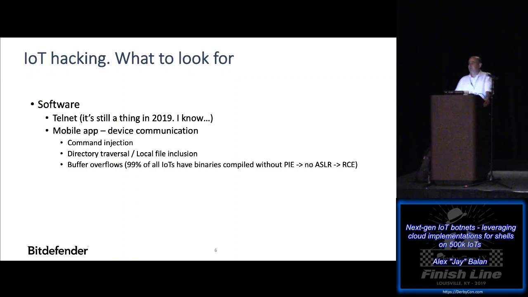Quite a lot. It's because for ASLR to work, binaries need to be compiled with a flag called PIE, position independent executable, which actually takes quite a bunch of CPU cycles to work, and which is why literally all the IoTs that we've looked at had binaries compiled without PIE, which meant that if we found any kind of buffer overflows, we had predictable RCE.